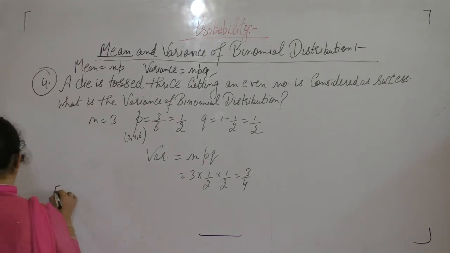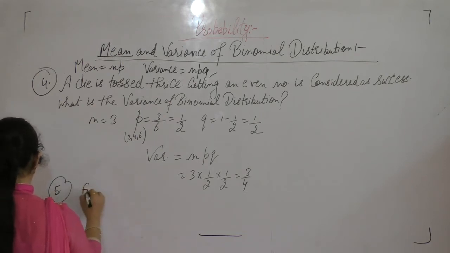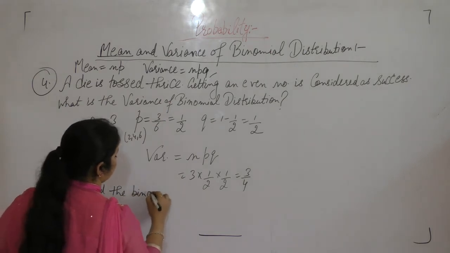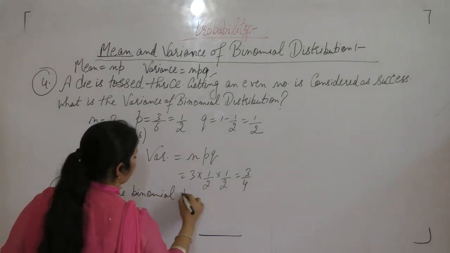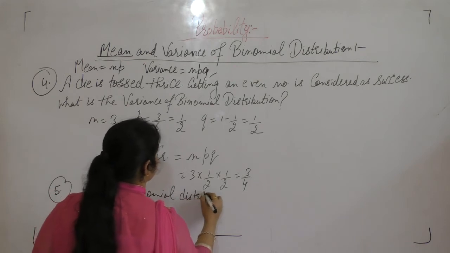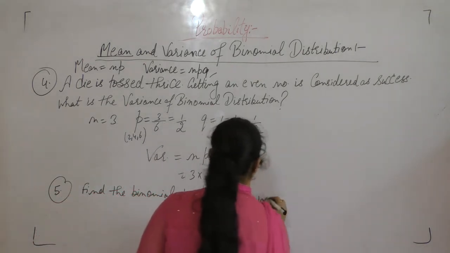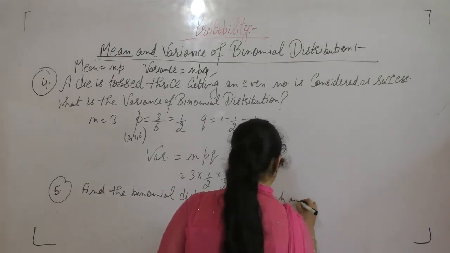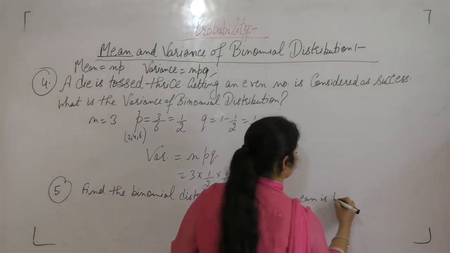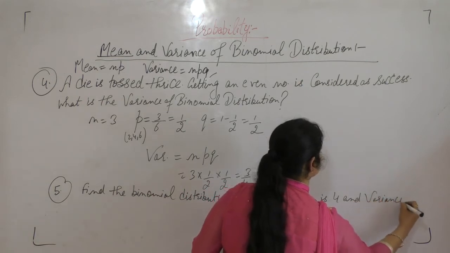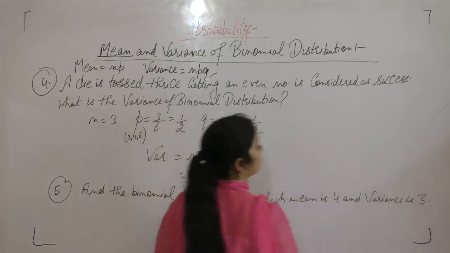Next question is find the binomial distribution for which mean is 4 and variance is 3.